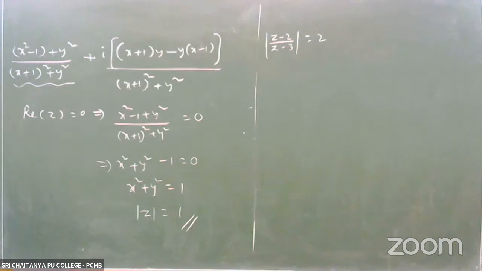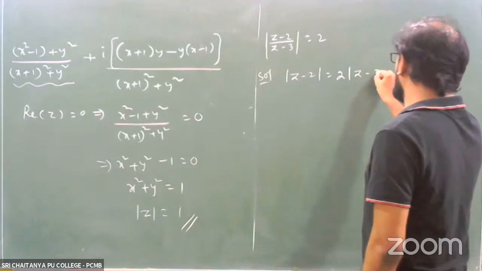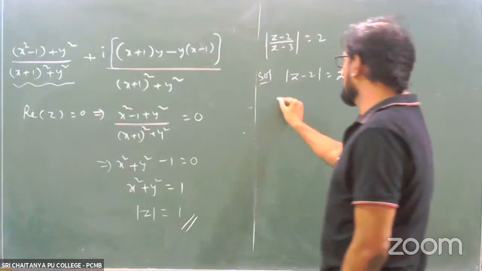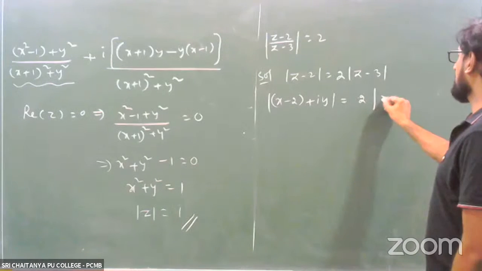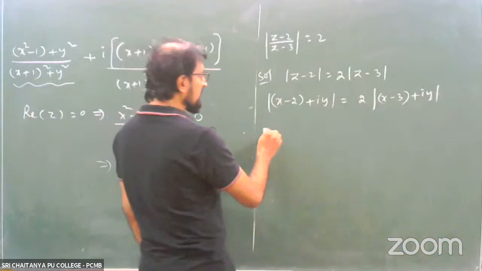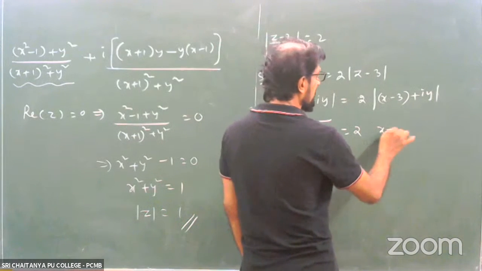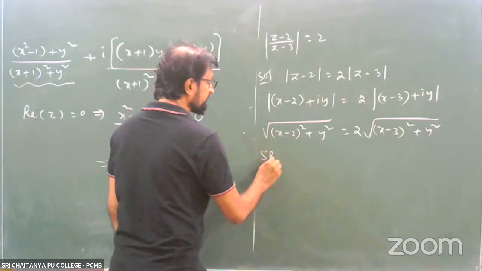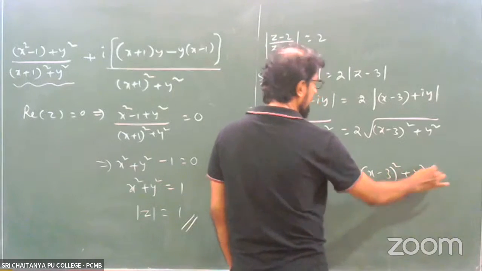Just do the cross multiplication and square on both sides. We are going to get, observe, mod of (z minus 2) is equal to 2 times mod of (z minus 3). Squaring on both sides. That means, what will be mod of z minus 2 value? x minus 2 plus iy is equal to 2 into (x minus 3 plus iy). Apply the modulus. We are going to get root of ((x minus 2) whole square plus y square) is equal to 2 times root of ((x minus 3) whole square plus y square). Squaring on both sides, we get (x minus 2) whole square plus y square is equal to 4 times ((x minus 3) whole square plus y square). Simplify this one.